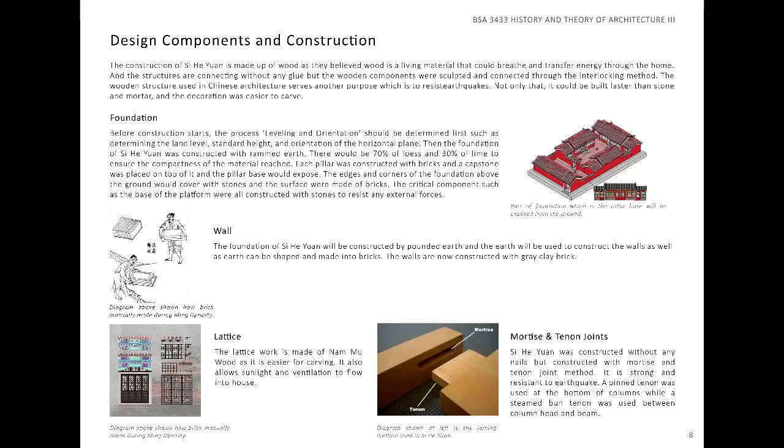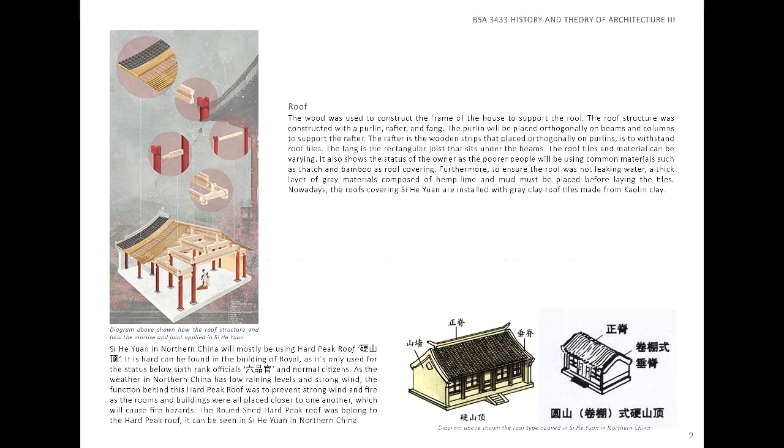The walls are now constructed with gray clay brick. Lattice. The lattice work is made of nanmu wood, as it is easier for carving. Mortise and tenon joints. It is strong and resistant to earthquakes. Roof. The wood was used to construct the frame of the house to support the roof.